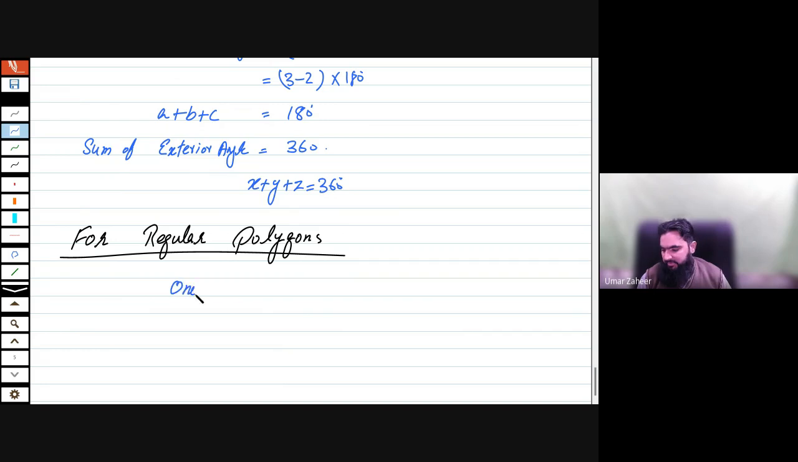So the one interior angle will be equal to n minus 2 into 180 degrees. It is a sum. We need it for one angle. So divided by the total number of sides. So you are going to get the value of one interior angle.